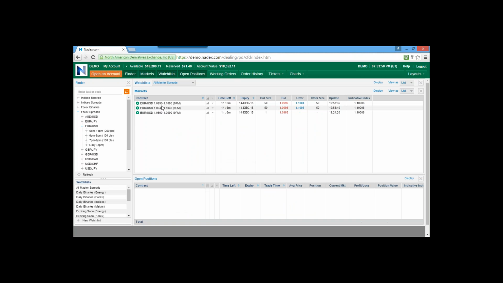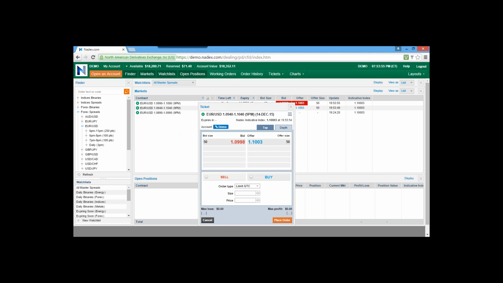Okay, what do I mean by that? Well, let's say that I want to buy this spread right here, and I click that price. See, it's 1003. If I did place order right now, what would happen? Would it execute the order or would it go into working orders? Well, I can't buy it for 1003 anymore, can I? No, because it's at 1005.